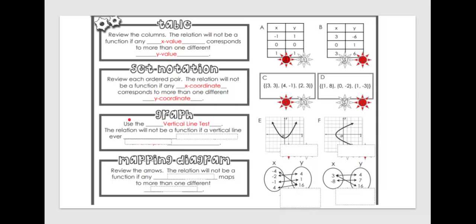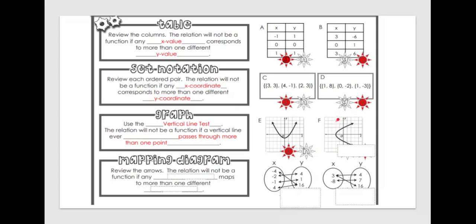And now we're going to use the graph, and we're going to use this thing called a vertical line test. So a vertical line is a line straight up and down, and the relation will not be a function if a vertical line ever passes through more than one point. Okay, so if I take my vertical line right here, and I go down this line, if it touches more than one, then that means that an x is repeating. And in this case, if I do a vertical line test and move the line all the way across this graph, it will only touch my line at one point. So this is a function.